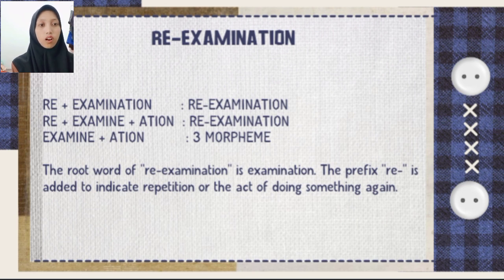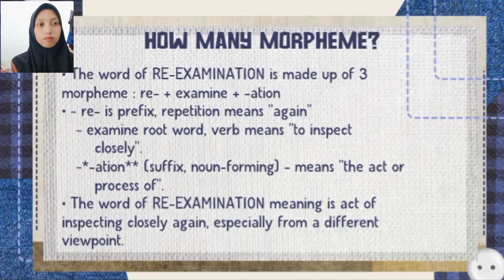So the word re-examination has 3 morphemes. The root word of re-examination is examination. The prefix re, negative, is added to indicate repetition of the act of doing something again. And then the last, how many morphemes? The word re-examination is made up of 3 morphemes: re, negative, plus examine, plus ation, negative.